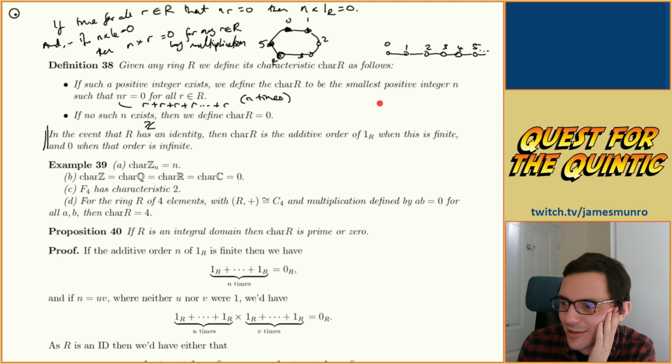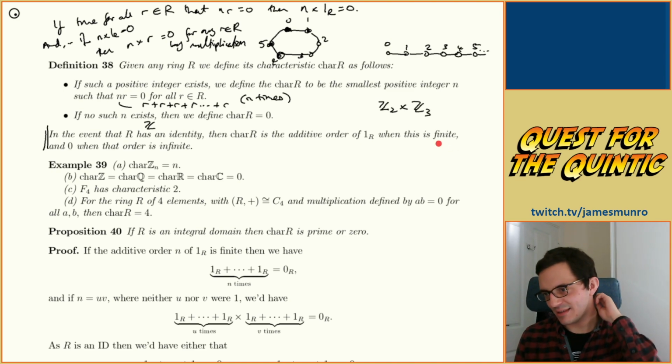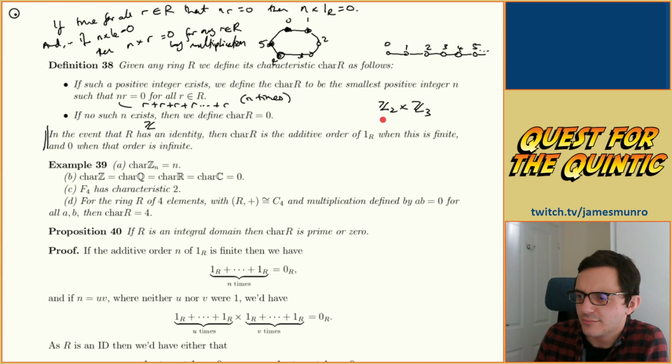Now we go on a little adventure. So I think that might just be isomorphic to Z6 anyway, but this includes things like this. Hang on, that is the multiplicative identity.